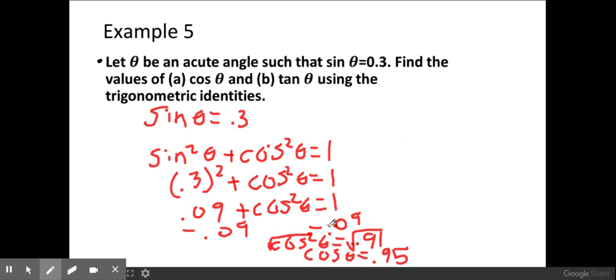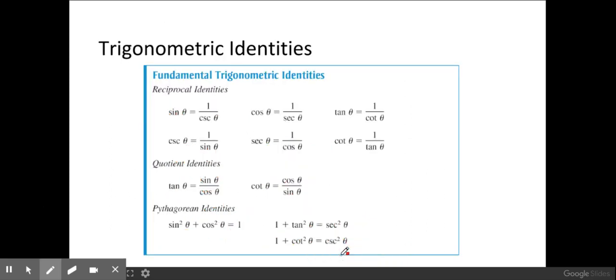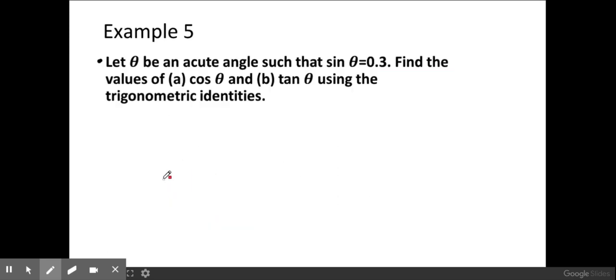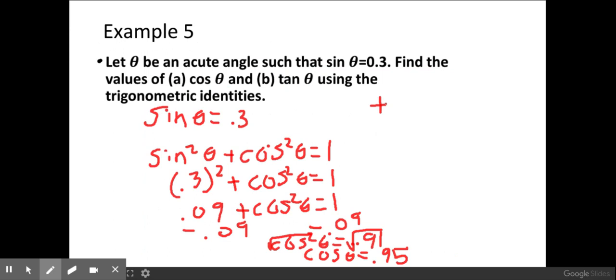So now that I have sine and cosine, let's go back to my fundamental trig identities, and we need to find tangent. So let's find something with tangent. So here's tangent, but we don't have secant. Here's tangent with sine and cosine. So since we have both sine and cosine, we could use this to solve for tangent theta. So tan theta equals sine theta over cosine theta.